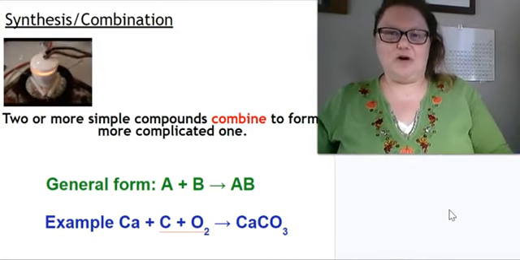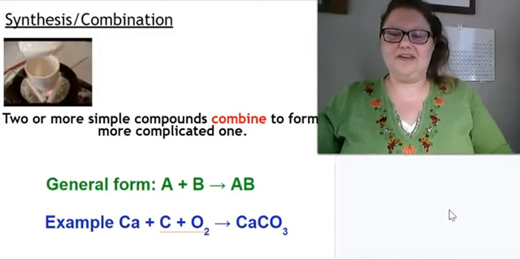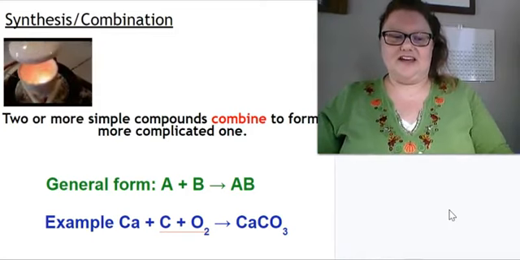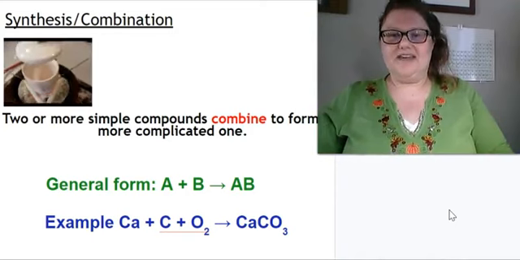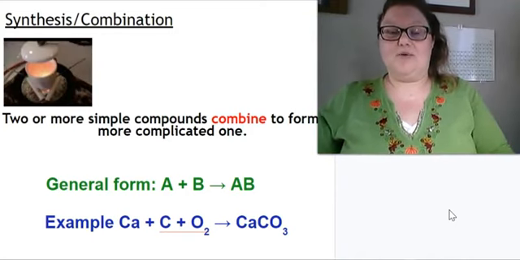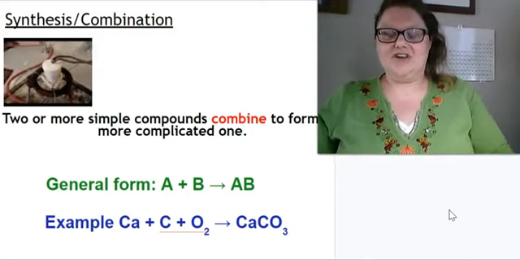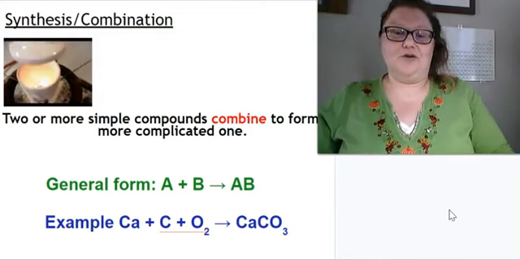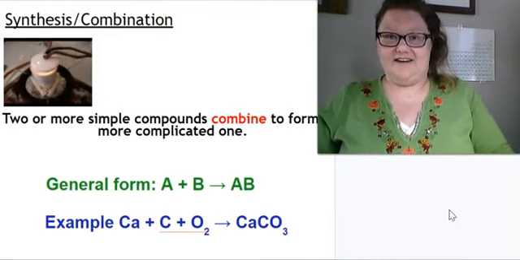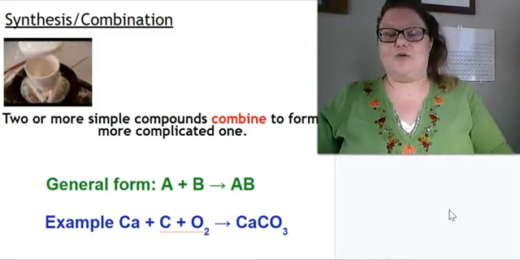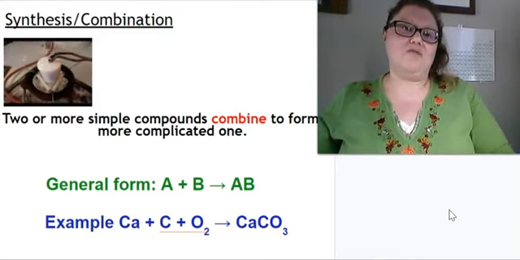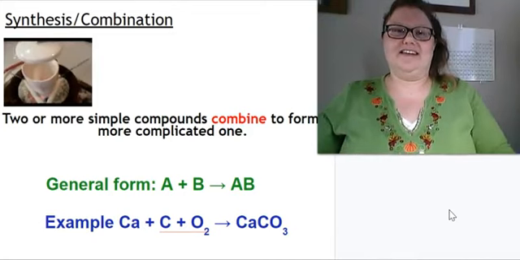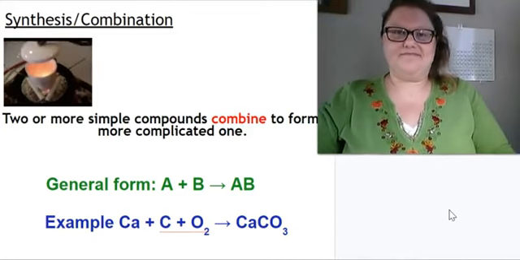We see a general formula here on this slide as well. So just a very basic looking representation of this reaction. And then we see a more specific example underneath it. When you see that specific example, you'll note that there are 3 reactants there. So the number of reactants doesn't matter. It's the fact that they all combined to make one product formula that indicates this is synthesis.